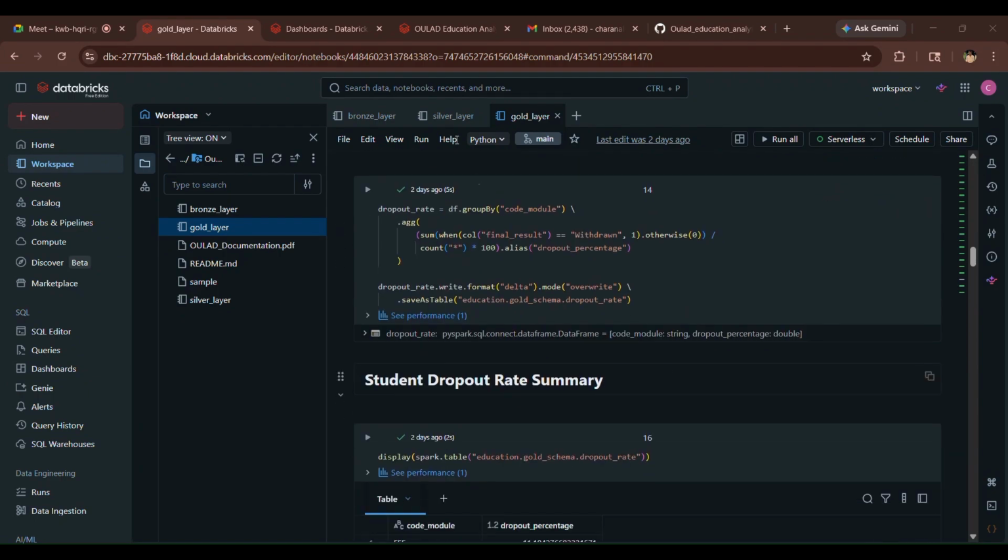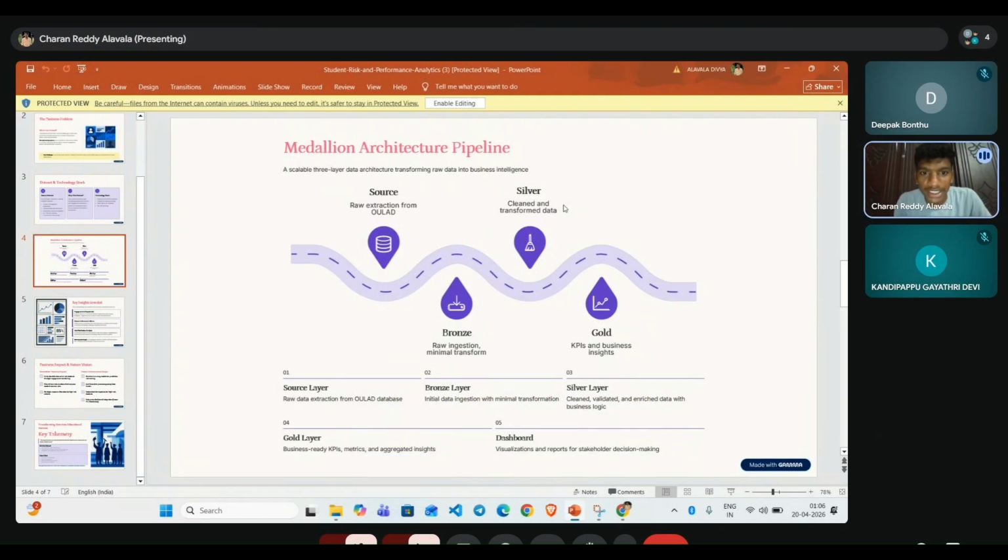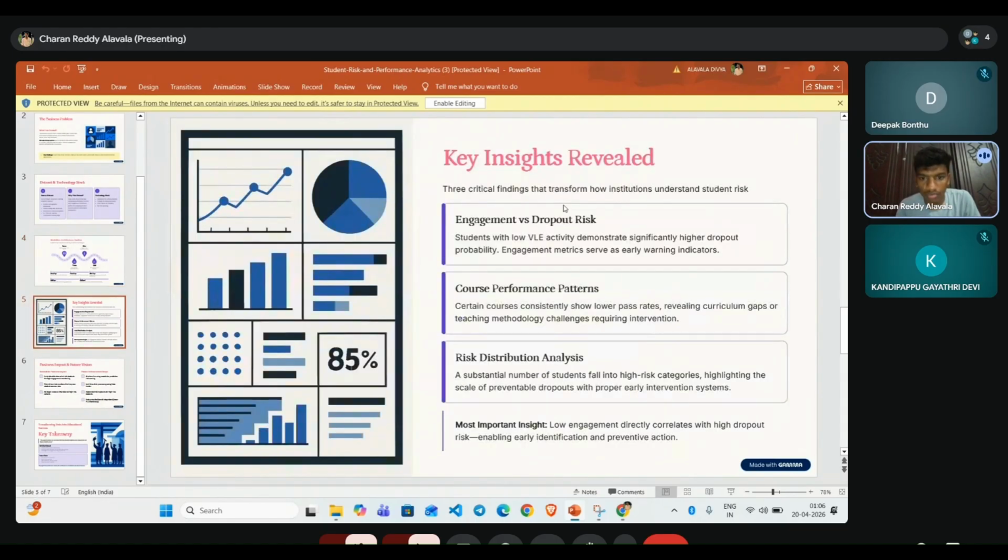Thank you. I am Charan Reddy. As Deepak said, we have used the Medallion architecture pipeline. Coming to this, the key insights revealed are engagement versus dropout risk, course performance patterns, and risk distributions. We have created a job pipeline in Databricks.